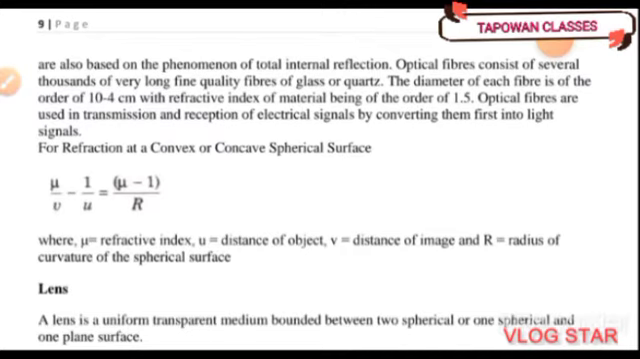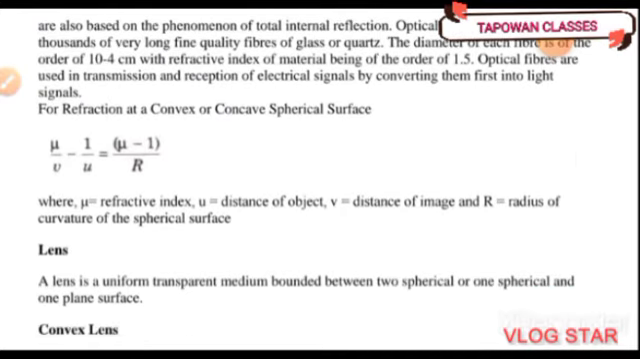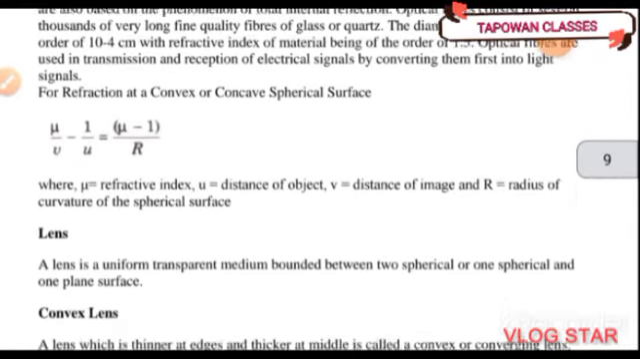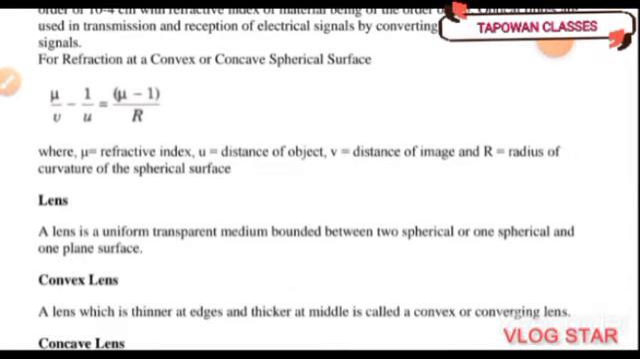Now, refraction at a convex or concave spherical surface is given by mu by v minus mu 1 by u is equal to mu minus mu 1 by r. The refractive index is given here. u is the object distance, v is the image distance, and r is the radius of curvature. Now we come to the lens.